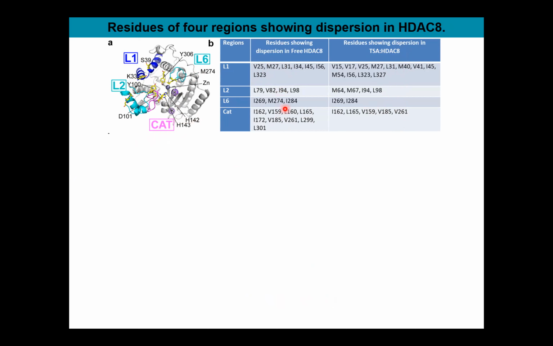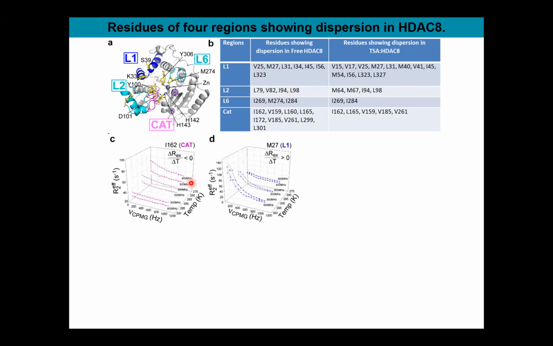Now the question arises, can I fit this data together? For that, they have to show a similar process. But when I looked at the data, I found this catalytic region is in an entirely different process than the L1, L2, and L6 regions. Also, when I added the TSA inhibitor, the REX value increased for the L1, L2, L6 regions, while for the catalytic region the REX value decreased. So definitely I have to fit the catalytic region separately from the L1, L2, and L6 regions.